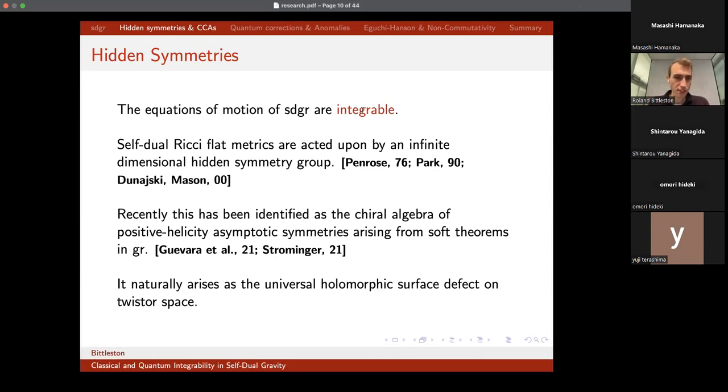When I say something's integrable, what I mean is that it has an infinite dimensional hidden symmetry group. And one of the reasons this is so interesting at the moment is because this infinite dimensional hidden symmetry group turns out to be exactly the same algebra that people get by thinking about positive helicity asymptotic symmetries that you get from soft theorems in general relativity. To see exactly what this is, I'm going to use this neat trick where we think of it as the universal holomorphic surface defect living on a twistor line on the twistor space. And again, this is really using the fact that having this twistor description makes this hidden symmetry manifest.